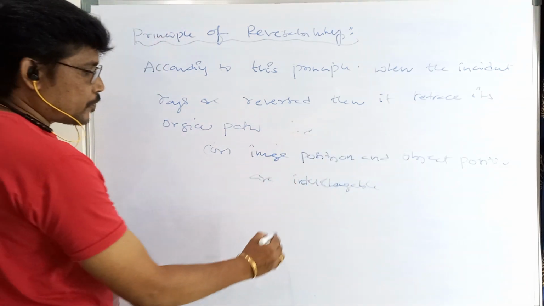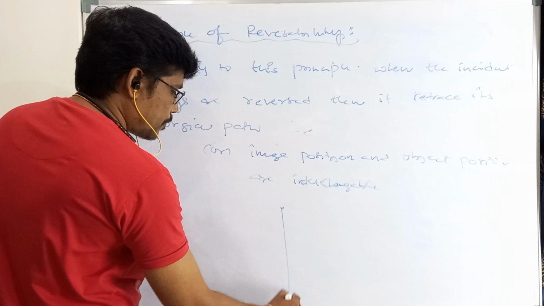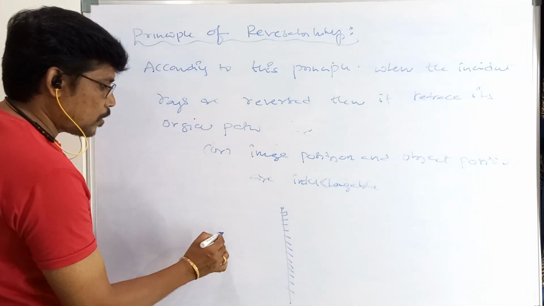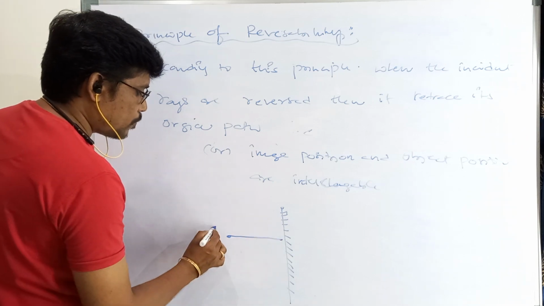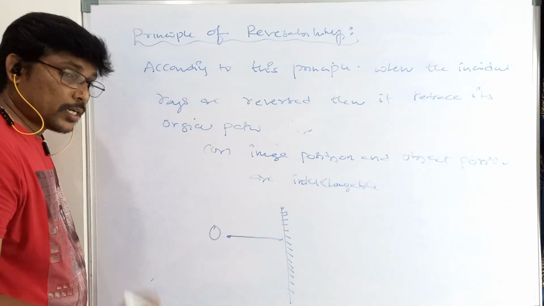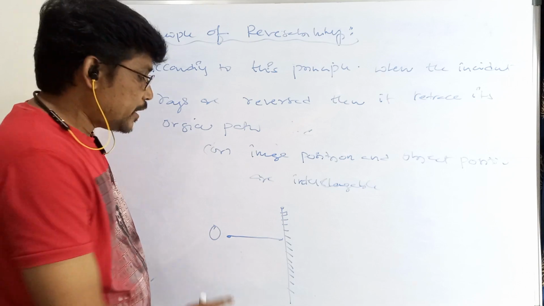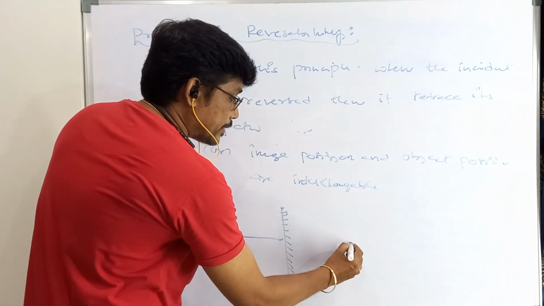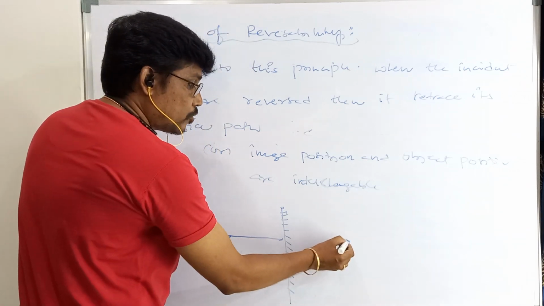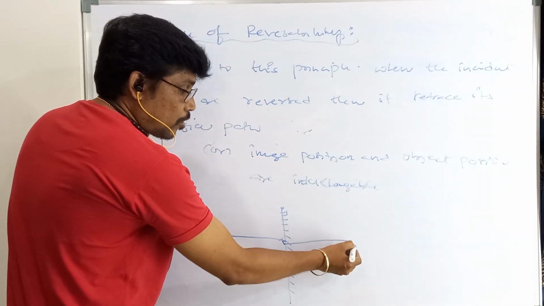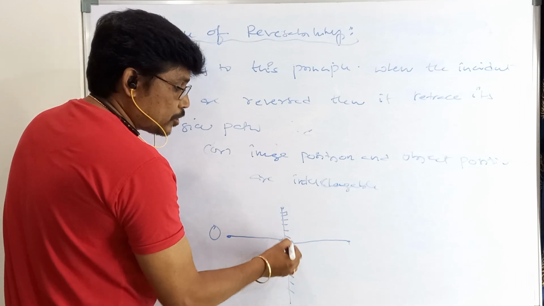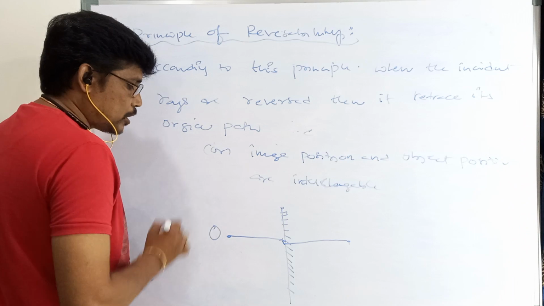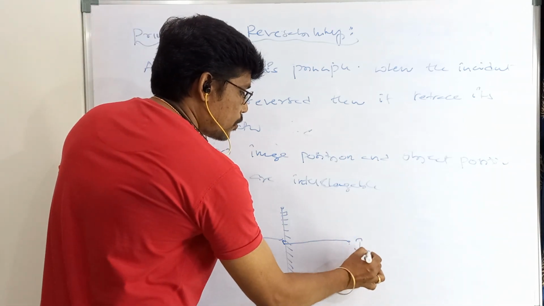Now see here, suppose I would like to consider a mirror. This is a plane, smooth mirror. Now I have an object here. This is object O. One thing you remember, for any object in a plane mirror, the image is formed at the same distance, and if you draw the line from the image to the plane mirror, it is normal. It should always be normal to this plane. So this is the object and you have an image here.